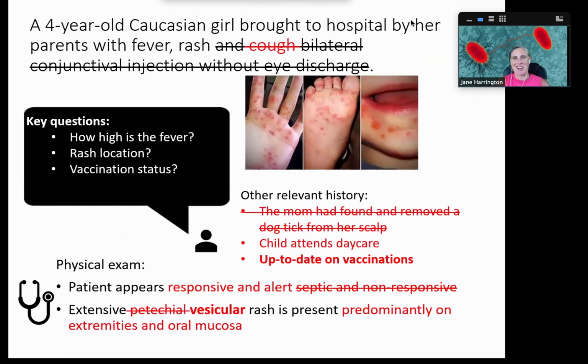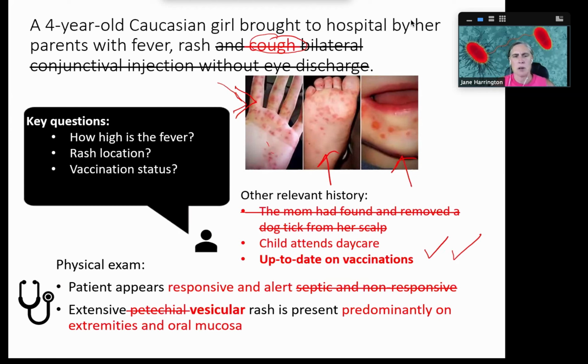So let's go and take this vignette, and we're just going to change some details of it. A 4-year-old Caucasian girl brought to the hospital because of fever, rash. I'm just going to say cough is possible. There might be a GI symptom associated with this as sort of the initial entry point. Where's the rash located? Now we're seeing it on the hands, but we're also seeing it on the feet. We're seeing it on the mouth. The child attends daycare, and they're up to date on their vaccinations. And so we're going to be ruling out measles and rubella. Whenever they're vaccinated, we're just going to be ruling those out as a differential diagnosis.